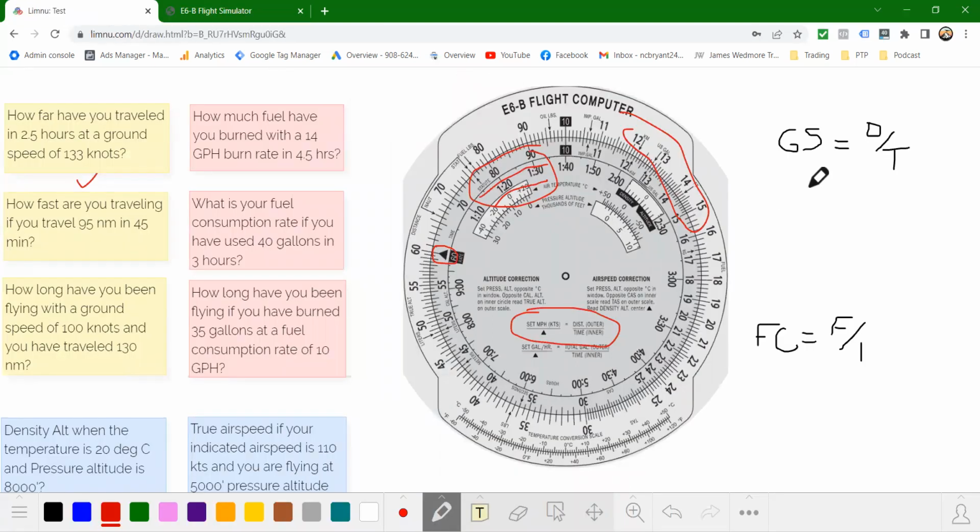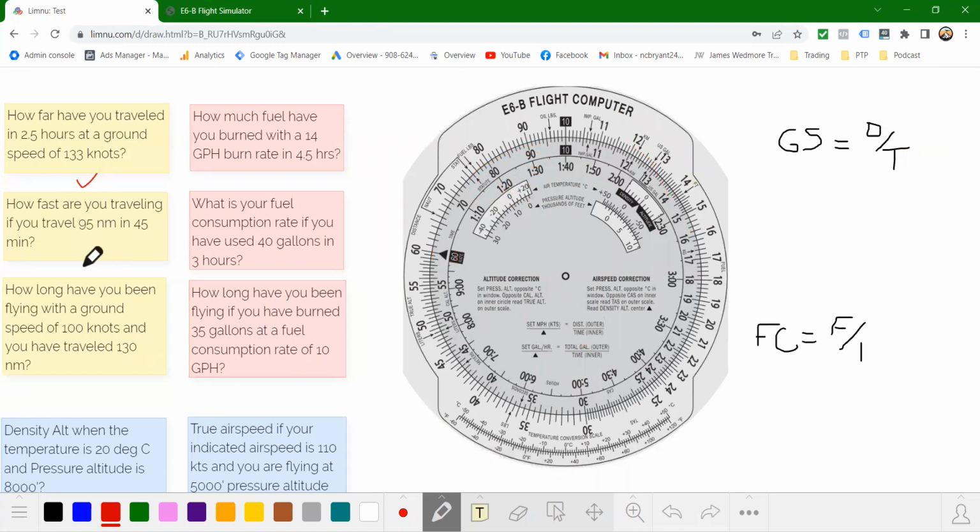Another way you can do this is you're looking for ground speed. You have distance, you have time. So if you know this equation, just take 95 divided by the time. You just want to make sure that time is in terms of hours. So instead of 95 divided by 45, you'd want to do 95 divided by 0.75, because ground speed is in terms of nautical miles per hour, not nautical miles per minute. So we want to make sure this time is in hours, not minutes. All right, so that's that. So that's 2 of them.